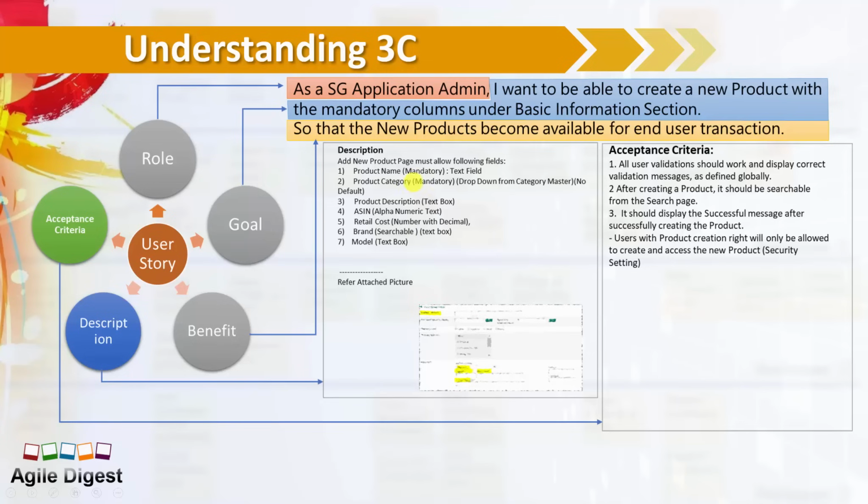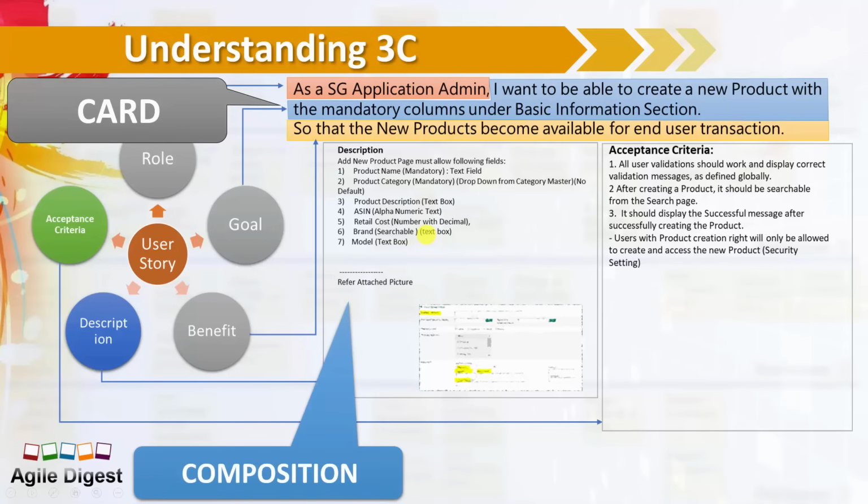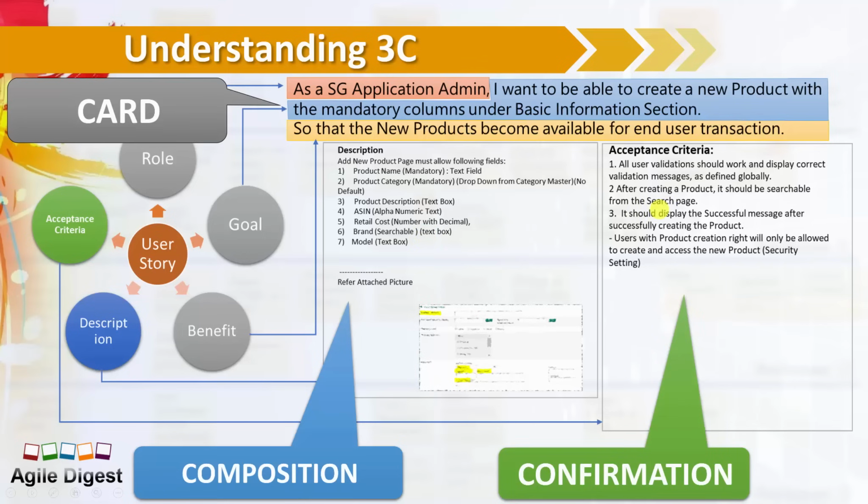So if we distribute or break the stories into 3 different sections, these are one section that we call card. This description is one section that we call composition or conversation. You can say conversation, you can say composition, and this is the confirmation area. So card, composition or conversation, and this is our confirmation, that is acceptance criteria.